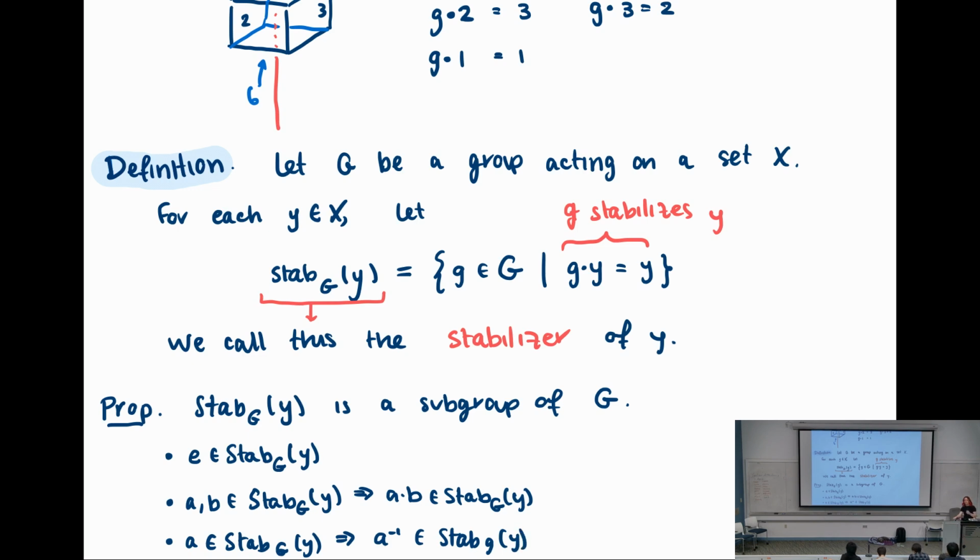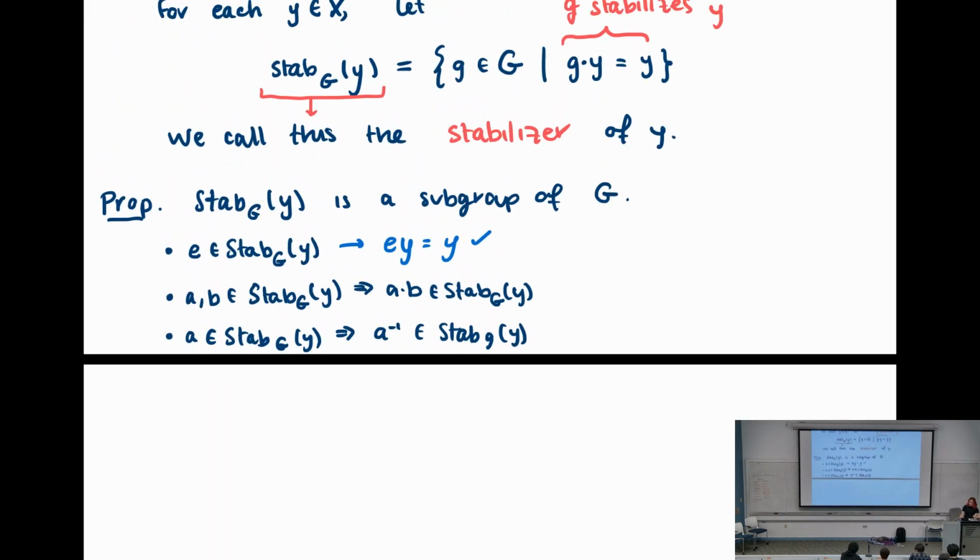Because under group actions, the identity fixes Y. Yeah, so when we defined what a group action was, we asked that the identity always fixed every element. So this means that the identity will be in any stabilizer. Okay, good. So what if A and B are in the stabilizer? Why is their product in it?